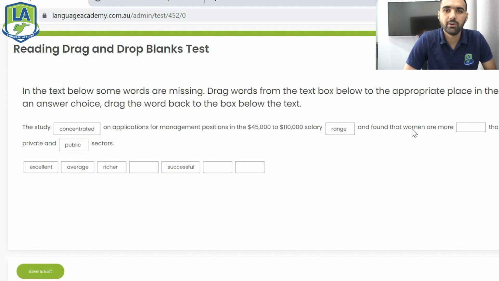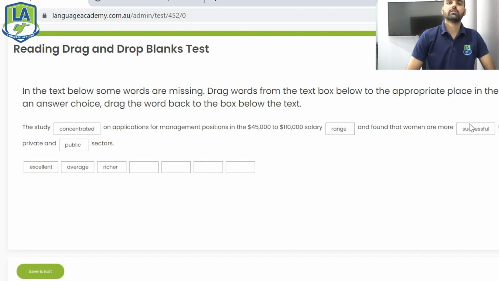More richer. You'll never be richer in a public sector. You'll always be more successful in your job, because they're talking about application for a management position. Let's say if I'm applying for a manager of a company, I won't be a rich manager over there. I'll be a successful manager over there. That is why successful will be the right answer.